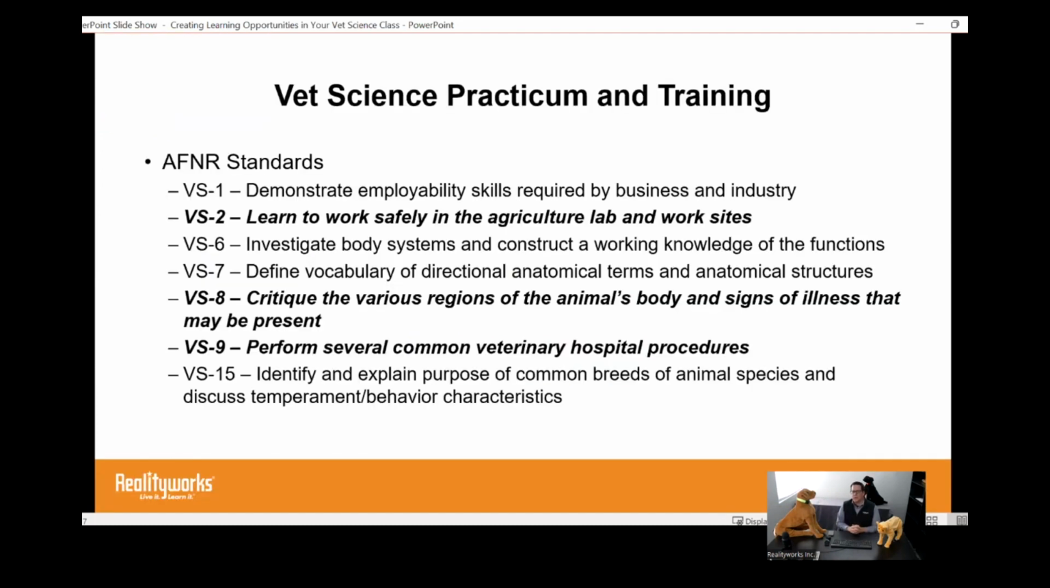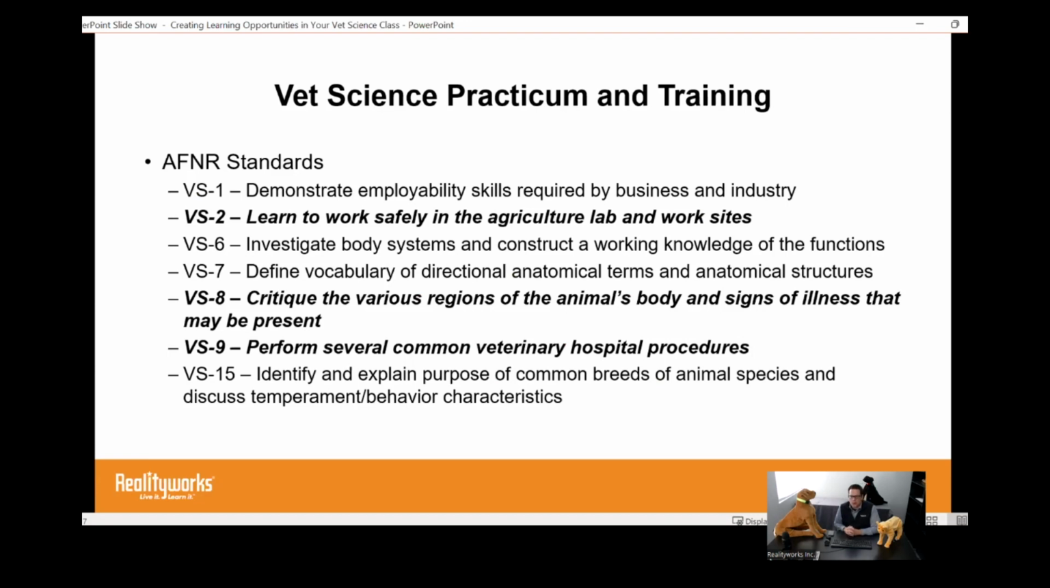So let's start with some of the vet science practicum and training pieces here, really focusing on our standards. What are those standards? And so some of the things that you can do here is working safely in the agriculture and worksite lab with the dog, how you position it, where you place it, being able to do that. All of these are focused areas and standards that you can use with our animal.